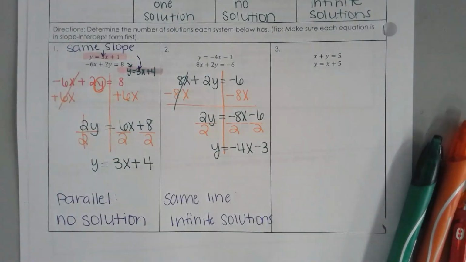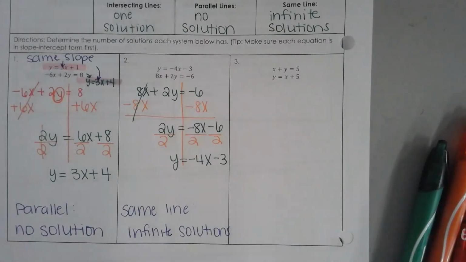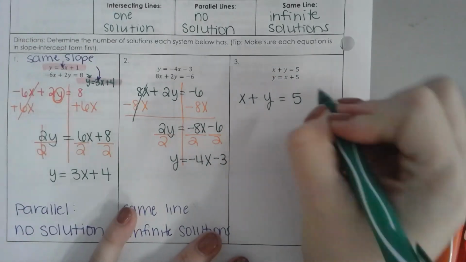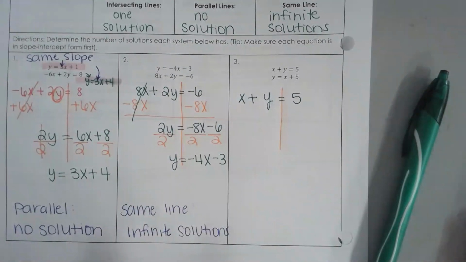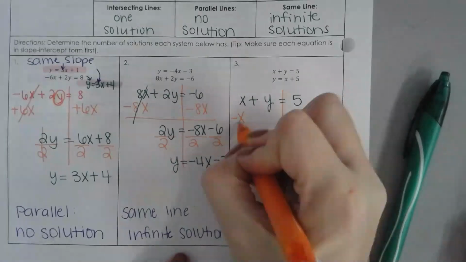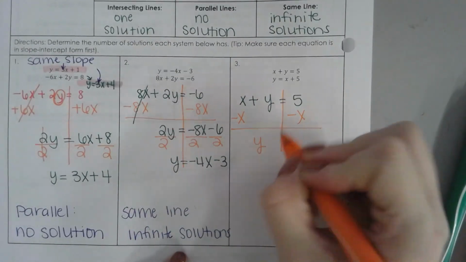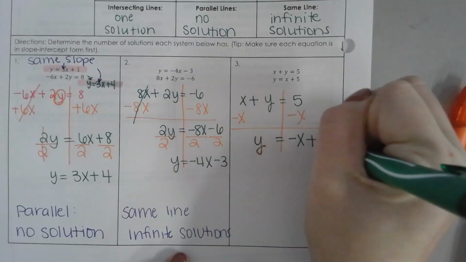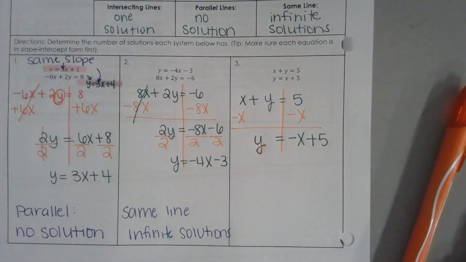Infinite solutions. And then number 3, the second one this time is in slope-intercept form. Let's look at, we need to move around the first one. X plus y equals 5. What am I going to do? Subtract the x. And I get y equals negative x plus 5.